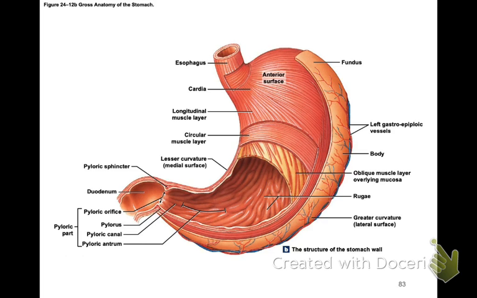You can also see internally the folds in the stomach. These folds are called rugae. And you've got an extra layer of muscle here in the body of the stomach. You have a longitudinal layer and a circular layer, but you also have an oblique layer, which increases the ability of the stomach to contract.